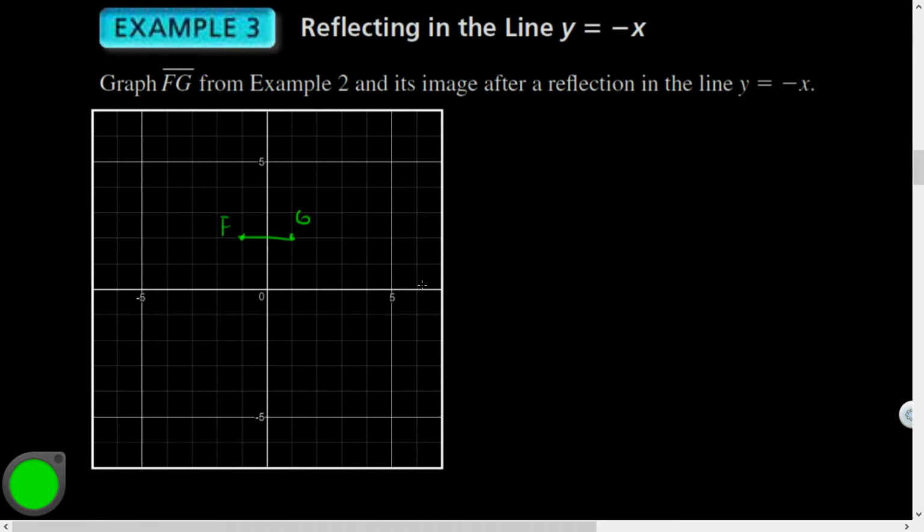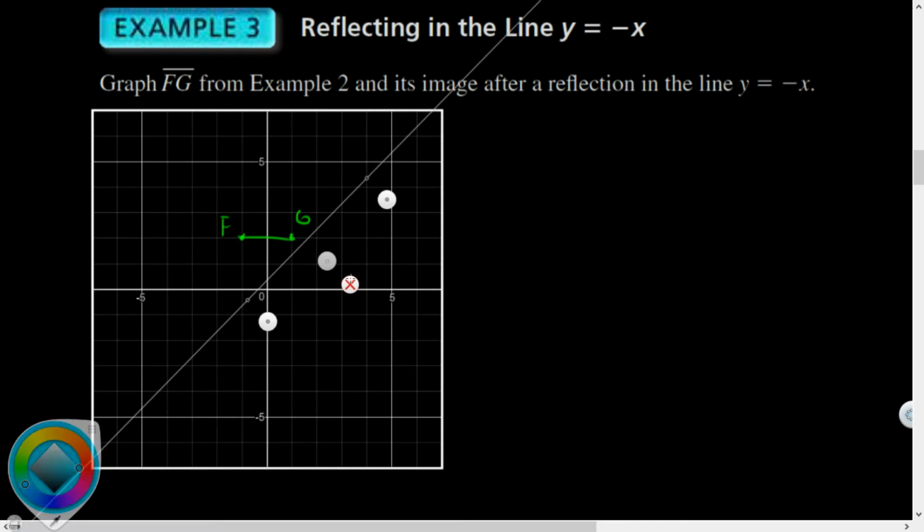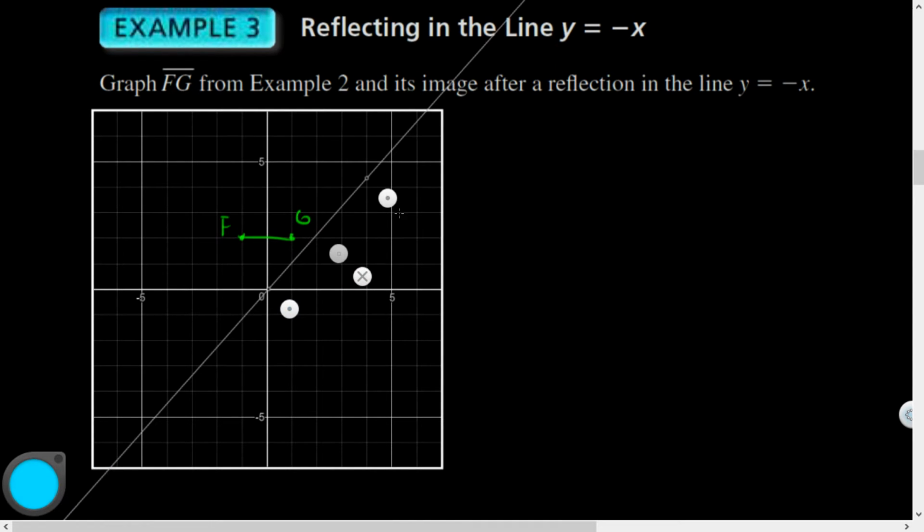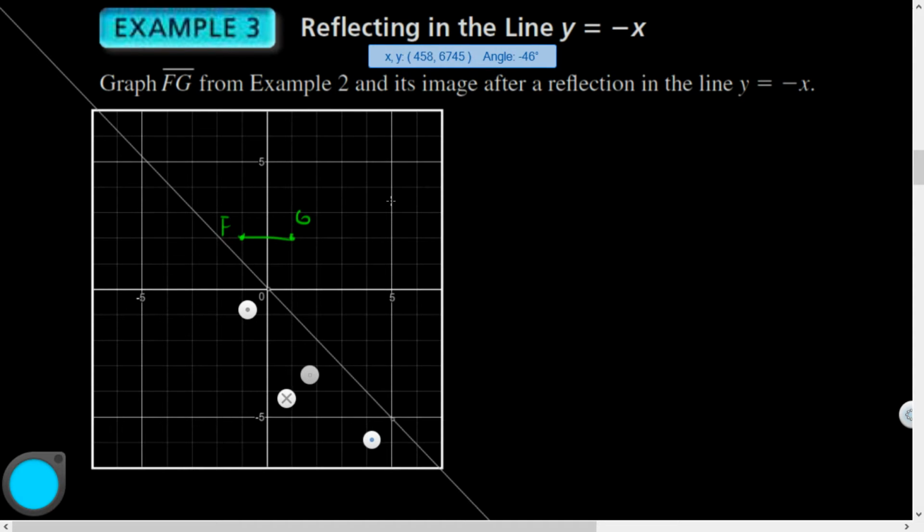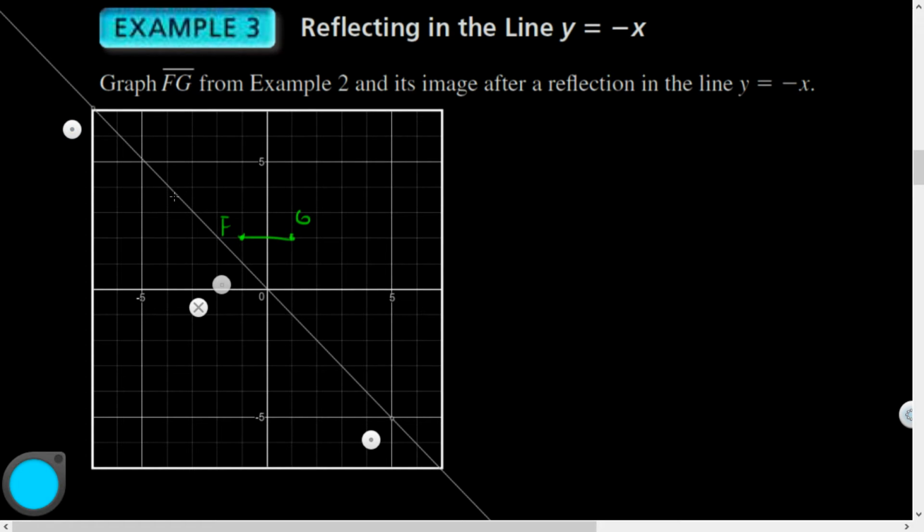All right, and reflect in the line y equals -x. So like I said, that's a slope of -1, and y-intercept is 0. Man, whoa, look at that. That's like not hitting that corner at all. Actually, if I pick further points, all right, yeah, that's close enough.